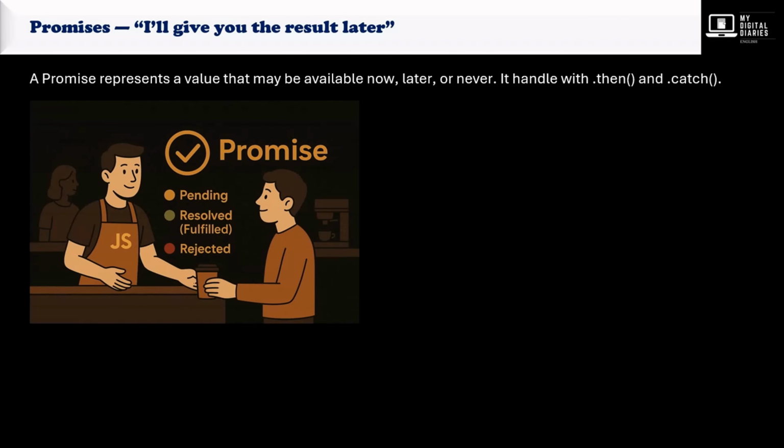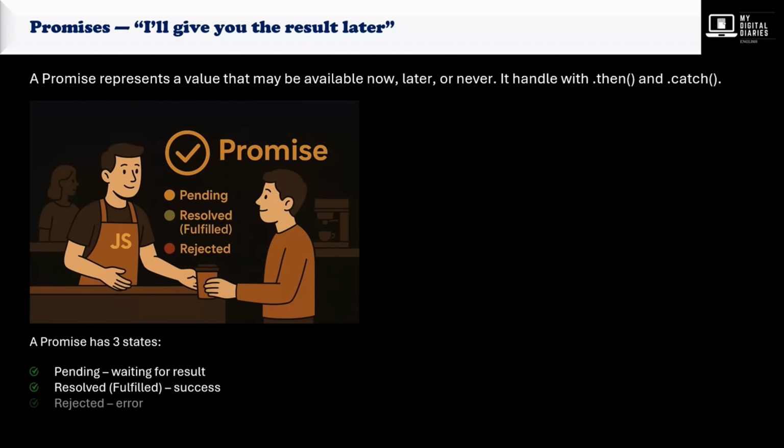Let us revisit our coffee shop example, but this time the barista gives you a promise instead of a callback. When you order a coffee, the barista promises to give it to you soon. Now that promise can have one of three states. First is pending. Your coffee is being prepared and you are waiting for the result. Second is resolved or fulfilled.